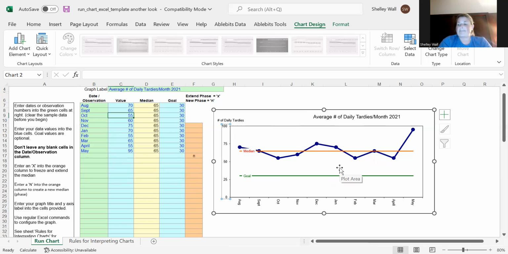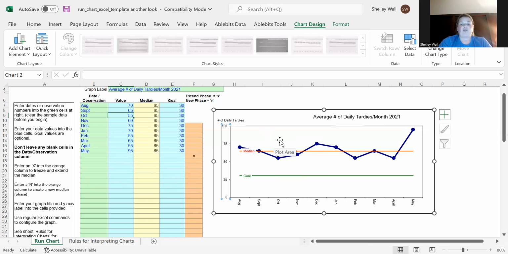So for PDSAs, which aren't specifically labeled on this chart, in trying to reduce the number of tardies, PDSAs would be good attendance incentives, prizes, competitions, whatever a school typically does to lower the number of tardies or absences.